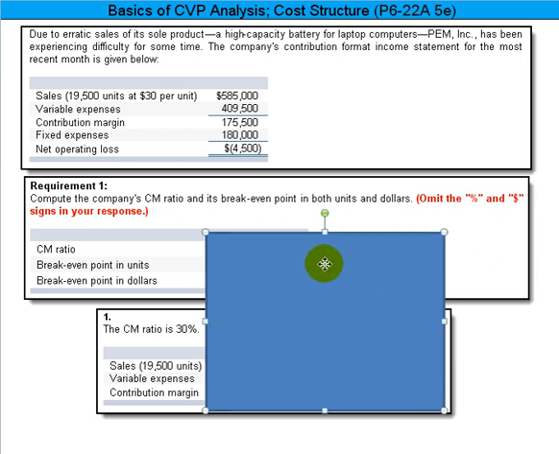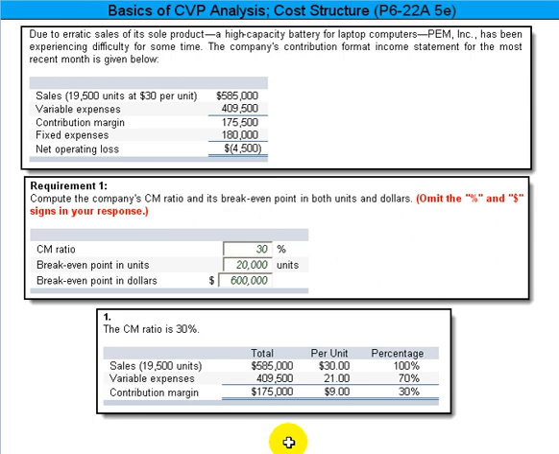Look at the bottom of your screen. Let me move this off the screen now. We calculate a contribution margin of 30% by taking the $585,000 of sales, subtracting variable cost of $409,500 and coming up with $175,000. If we divide the $175,000 by the $585,000 of sales, we come up with a 30%, and that's our contribution margin ratio right there. Then the next point is to compute the break-even points in dollars and units.